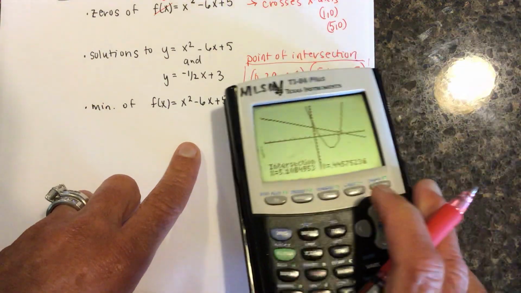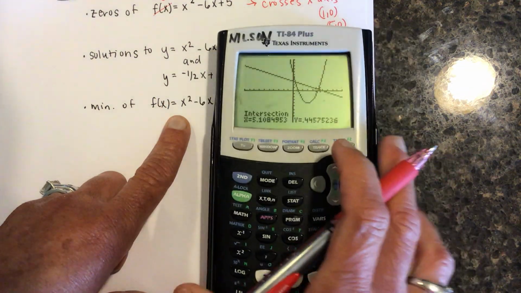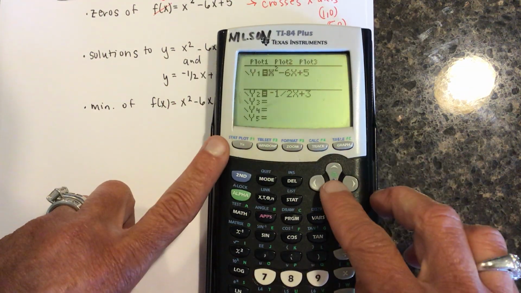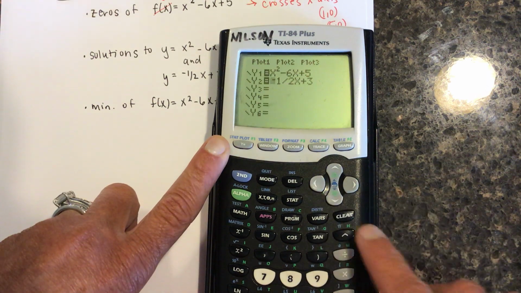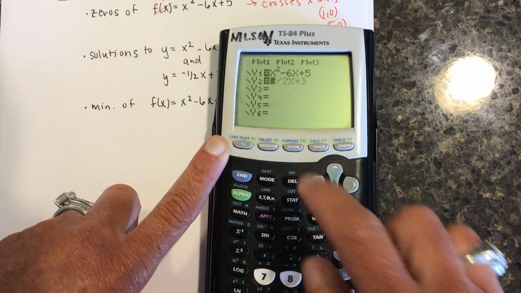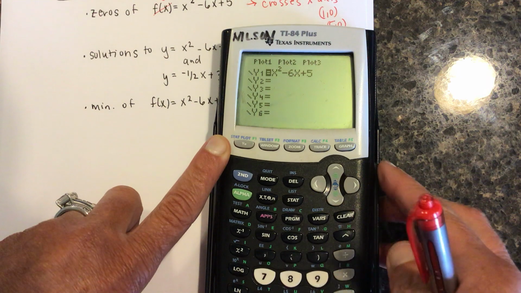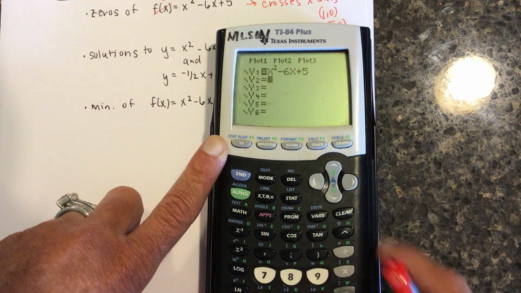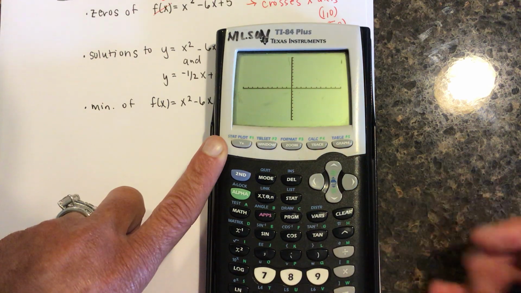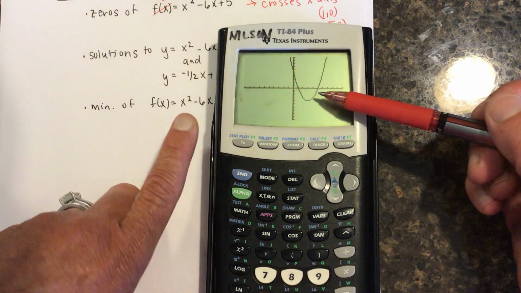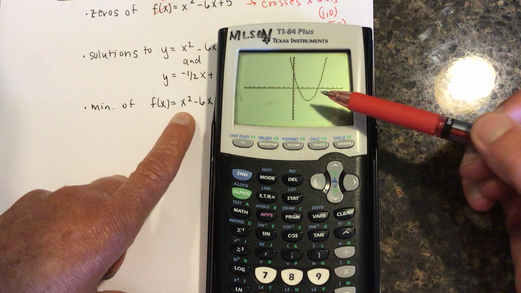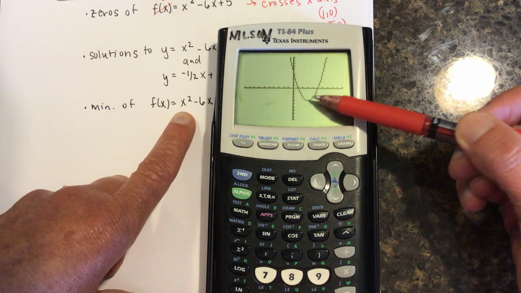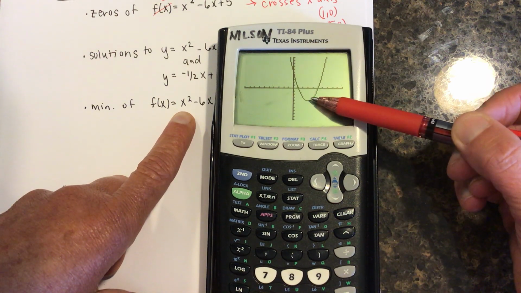All right, the last one is the minimum of this original function here. So I'm going to go to y equals. I'm now going to delete this. I don't need it anymore. So I'm going to hit the clear button, and I'm going to hit graph again so I can see my parabola. This is a parabola that opens up. We knew that because it was positive right here. And I'm looking for the minimum. The minimum is the lowest point, that turning point right here.